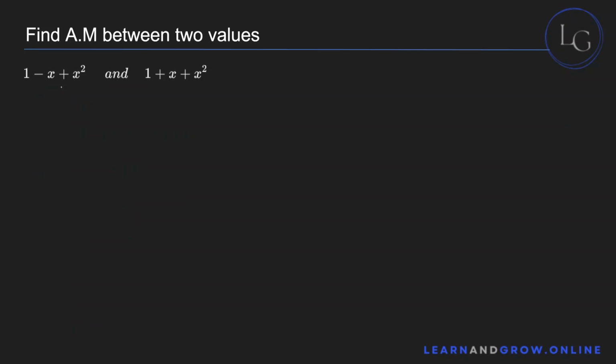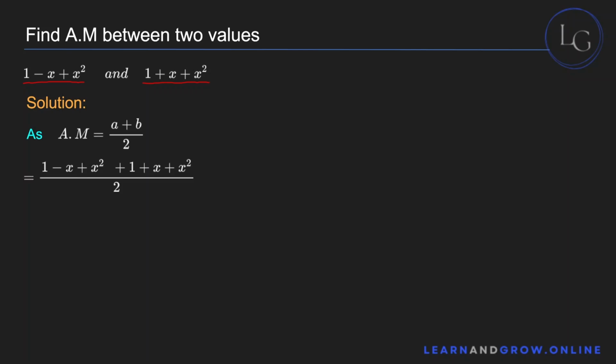Now, we have these quadratic expressions, and we'll refer to them as terms. The first term is 1 minus x plus x squared, and the second term is 1 plus x squared. We have to find the arithmetic mean between these two terms. Again, we have this formula. We'll plug in the values of a and b. This will be a and this will be b. When you plug in the values and do all the calculations, you can see that this is what you get, 1 plus x squared. So 1 plus x squared is the arithmetic mean between 1 minus x plus x squared and 1 plus x squared.